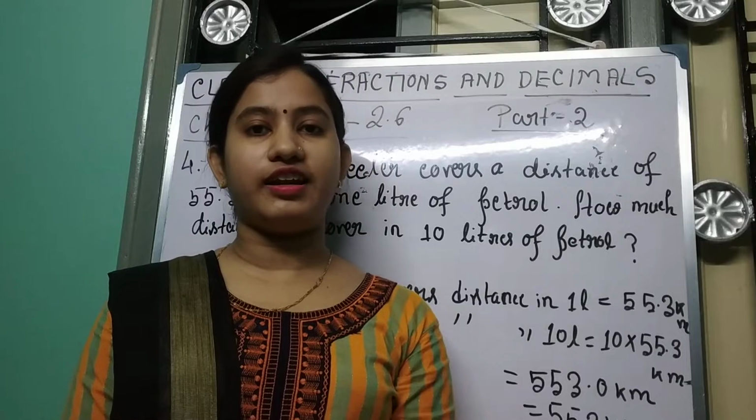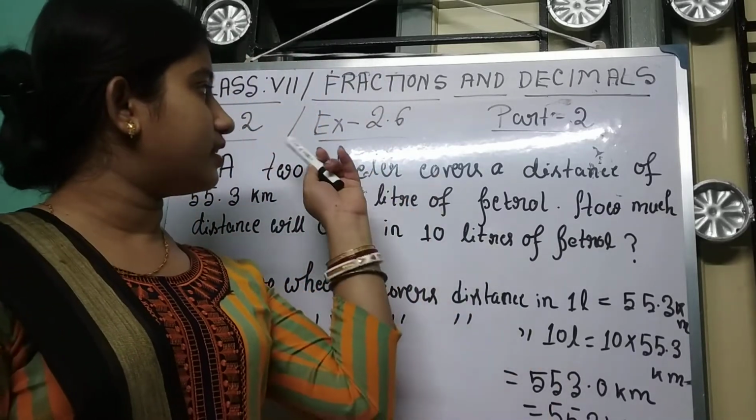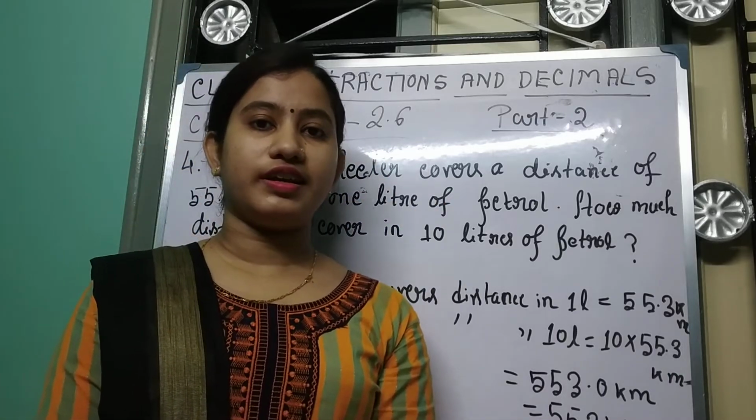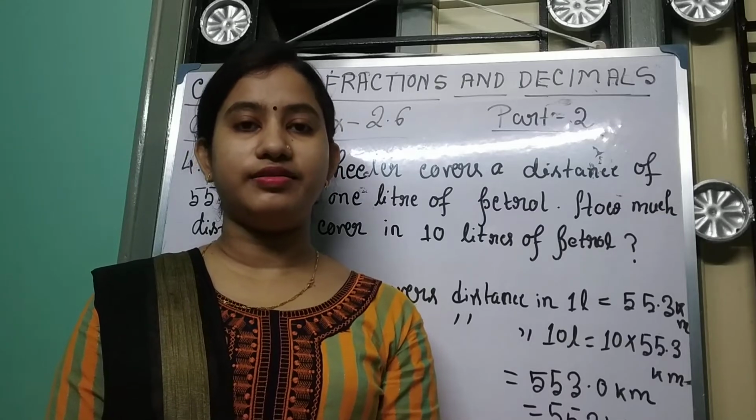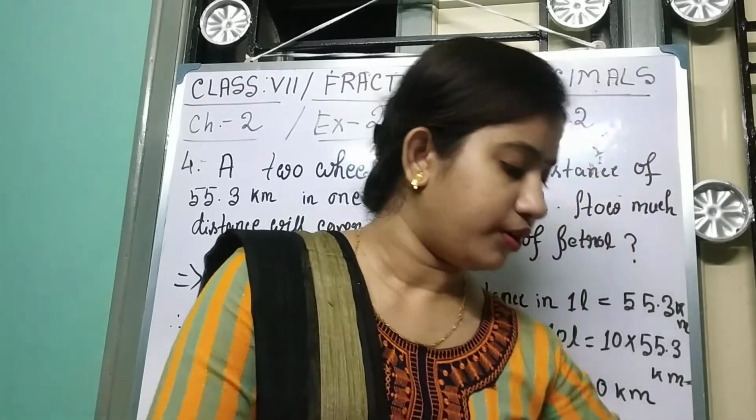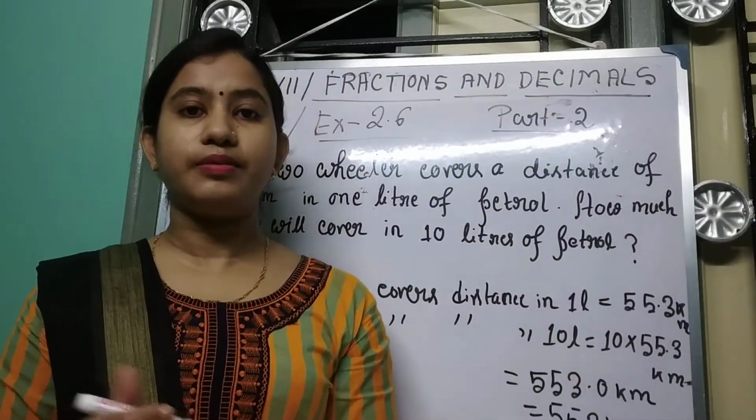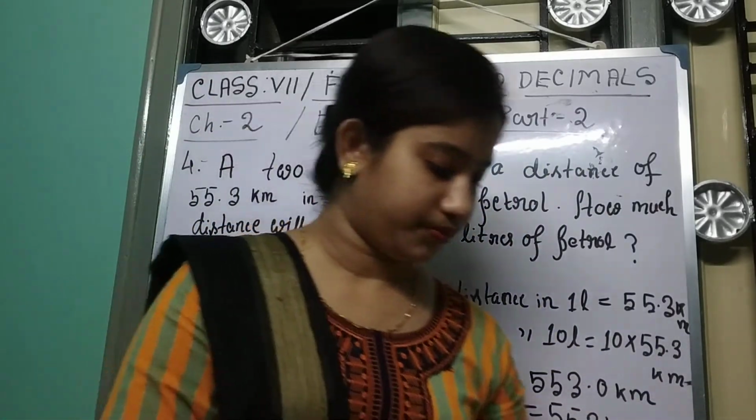Today I will take class 7 mathematics. This is exercise number 2.6 part 2. In the previous classes we already discussed multiplication of decimal numbers. Today we will discuss exercise number 2.6, question number 4, page number 52.